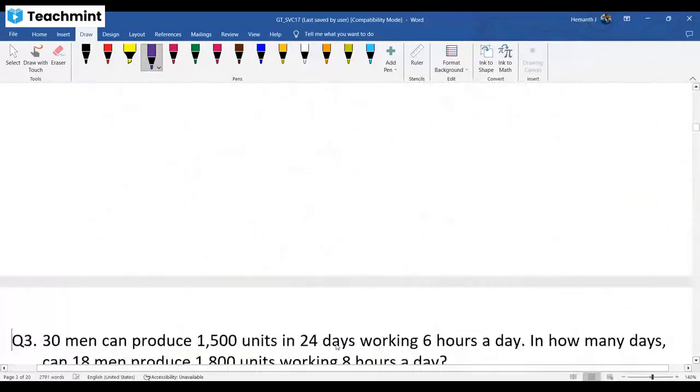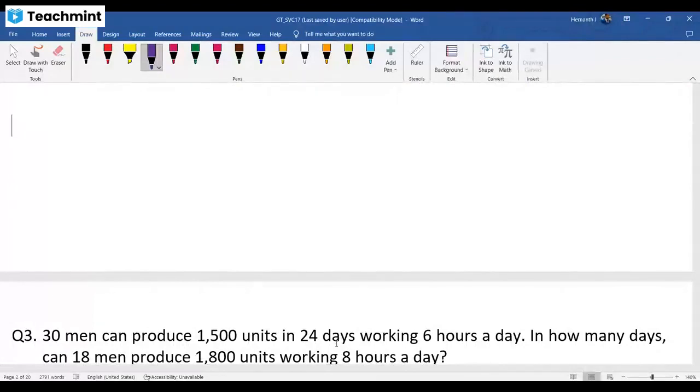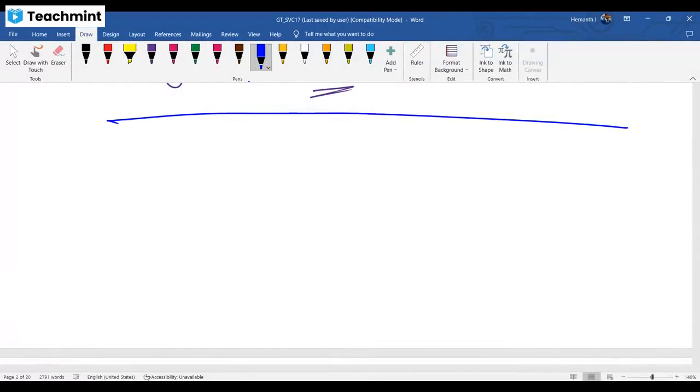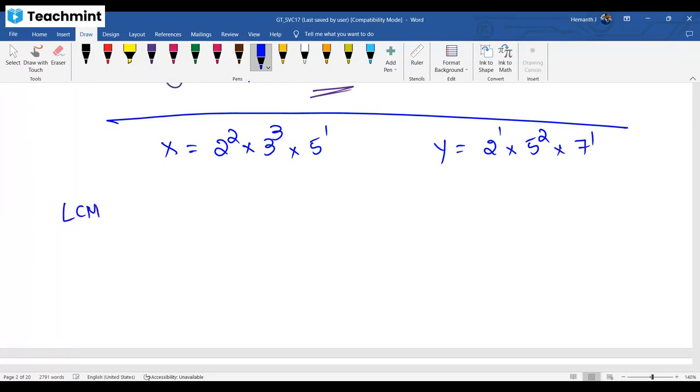See what I mean to convey here. Take some small numbers, maybe you will get a better idea. Let's say I have a number x, which is nothing but 2 square into 3 power 3 into 5 power 1. Y is 2 power 1 into 5 power 2 into 7 power 1. Then what is LCM of x and y? Let us say that is z, since I used the y variable already in the previous question and you may be confused with that. So HCF of x and z.